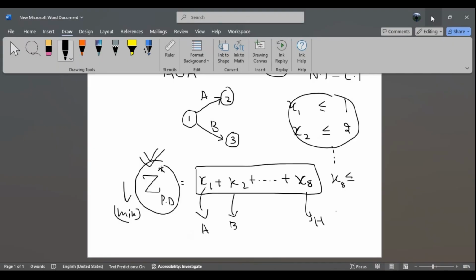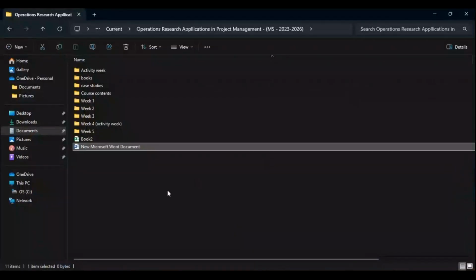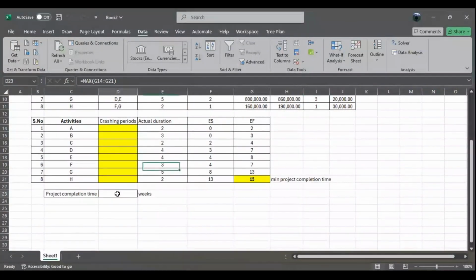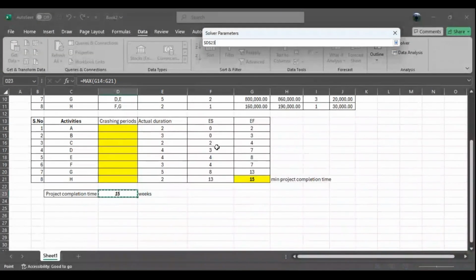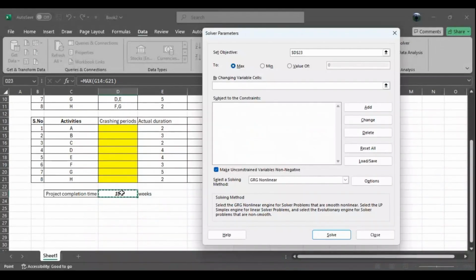So how can we go about that? For that, which cell are we basically minimizing in this particular case? We are minimizing this cell. So that would be the cell under set objective. I'm going to select this up arrow key, and I'm going to select this value right there. This is the cell which we need to minimize. Now, the next one is maximize or minimize. Of course, we are minimizing. So I'll check this one.